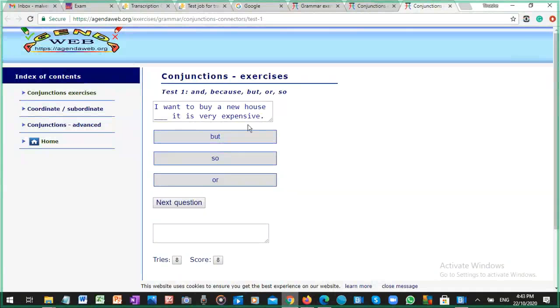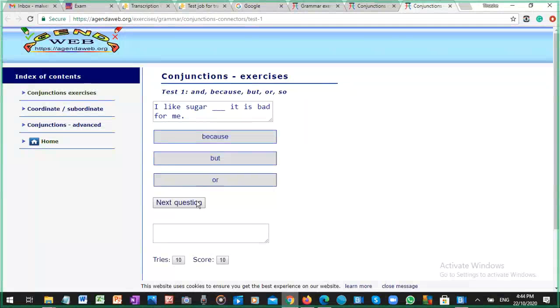I want to buy a new house, dash, it is very expensive. I want to buy a new house, but it is very expensive. Well done. Correct. Is he your father, dash, your uncle? Is he your father or your uncle? Well done.